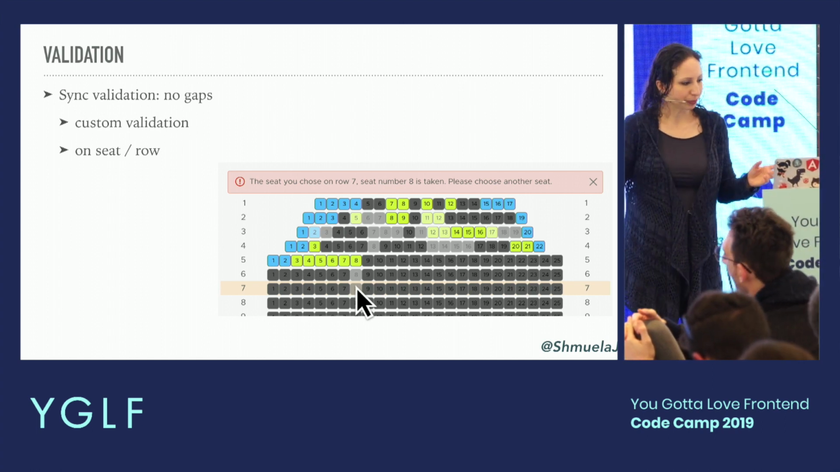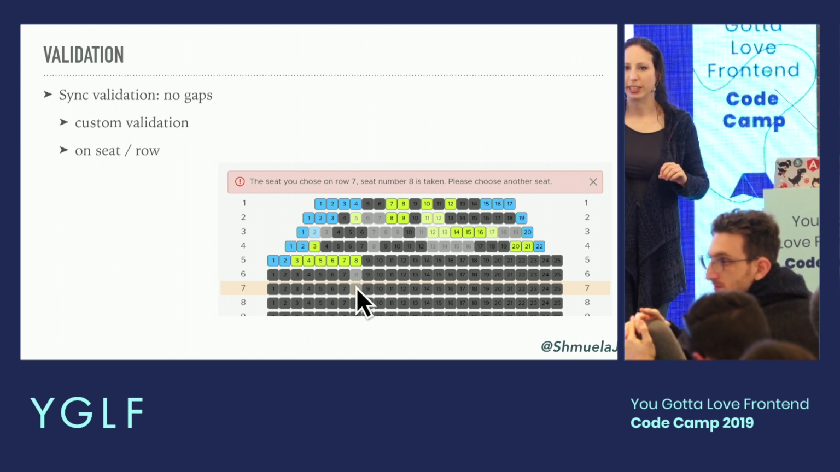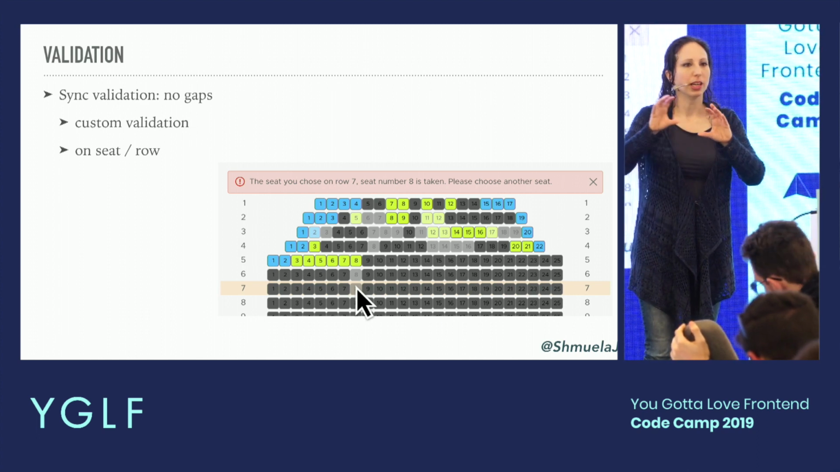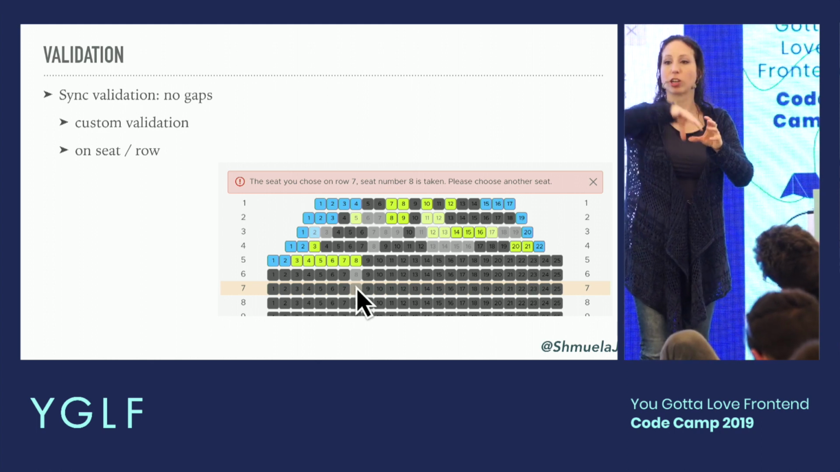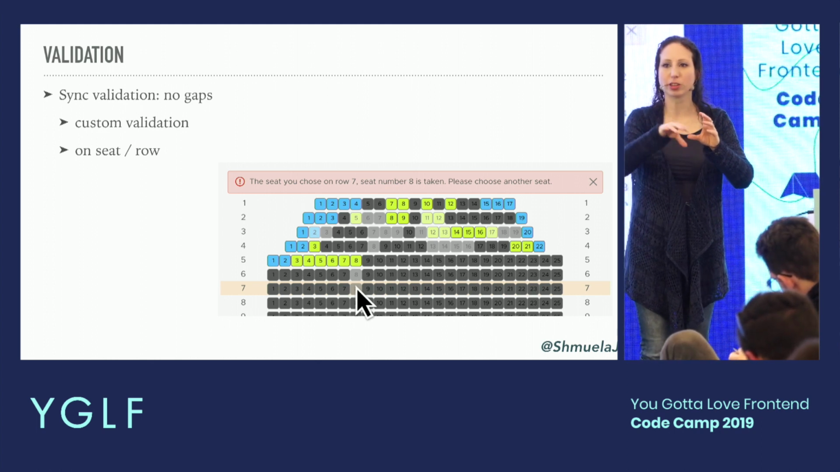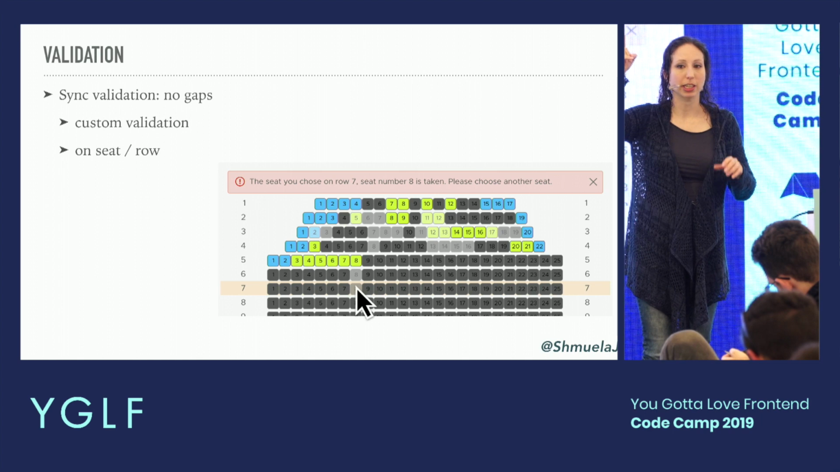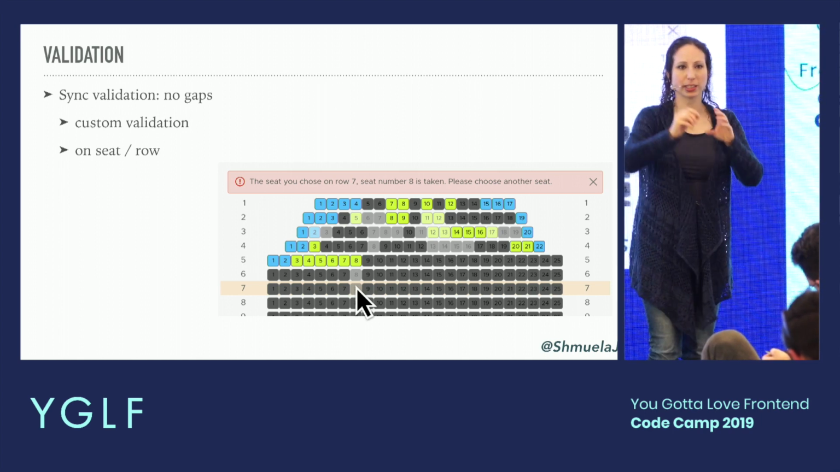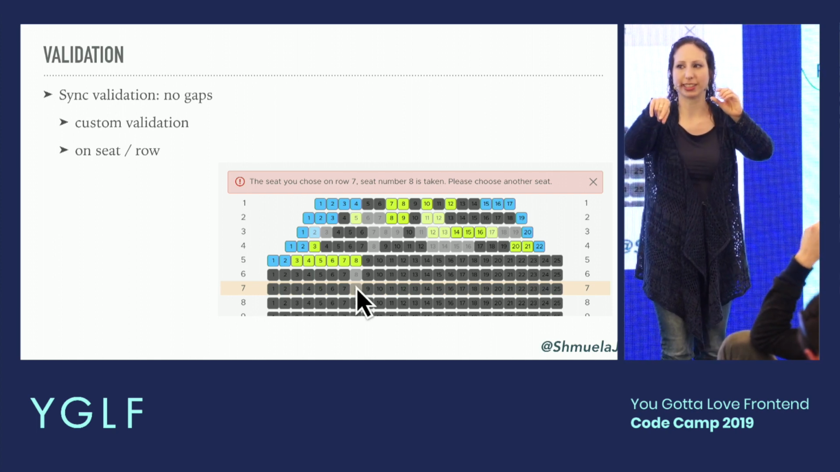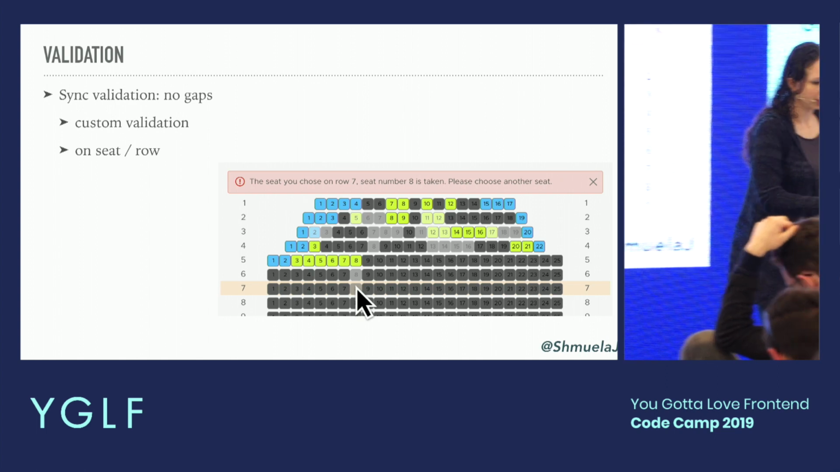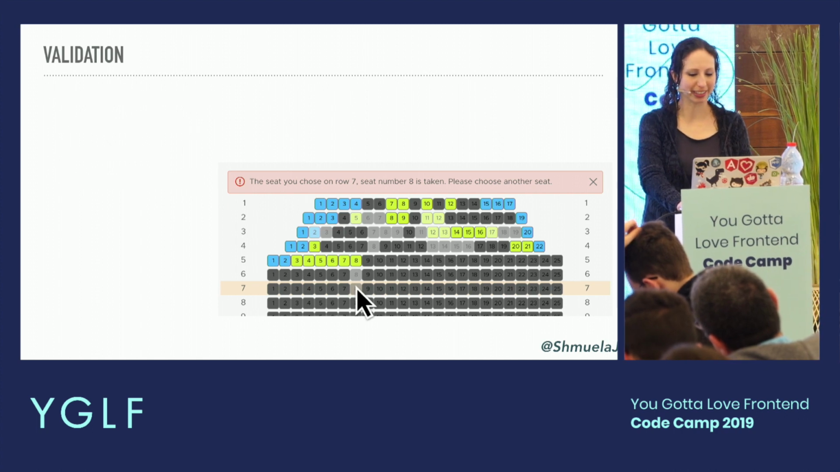Another way of doing that is doing the validation on the seat whenever a seat value changes. And then when you call the validation function, it gives you the control, right? The control with all the state and all the value. And each control also has a pointer to its parent. So you can actually go from the seat to the whole array, the whole row, and check whether the adjacent seats are also occupied or not. This is this, control parent.